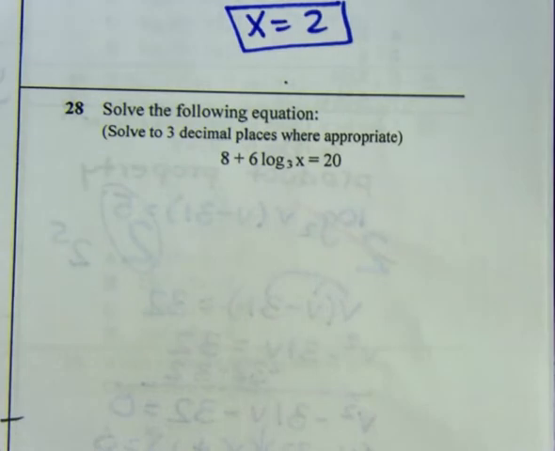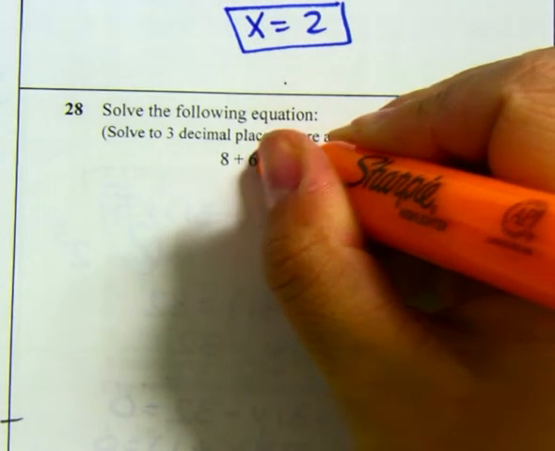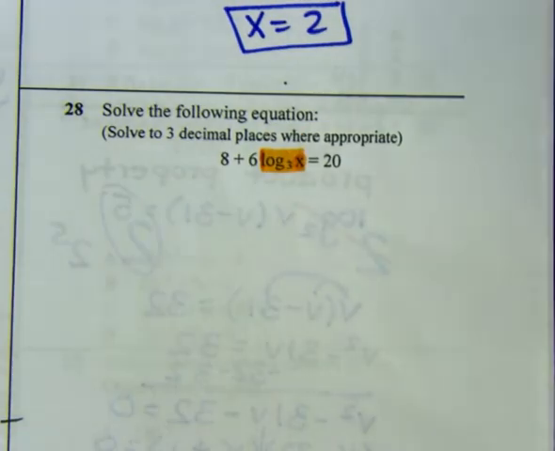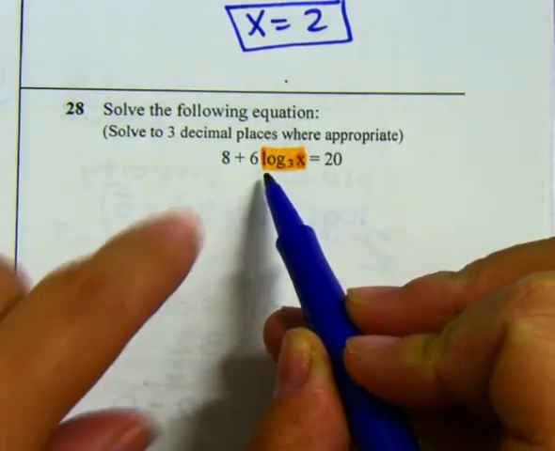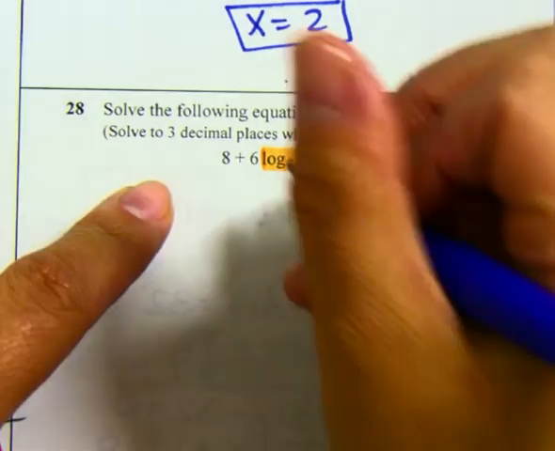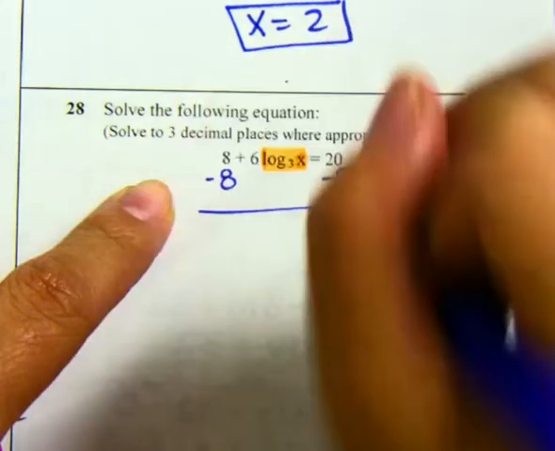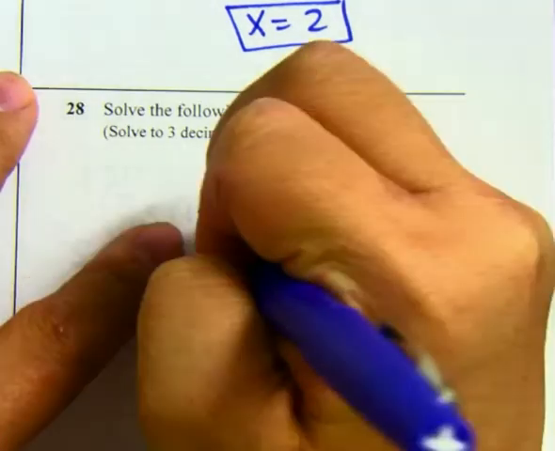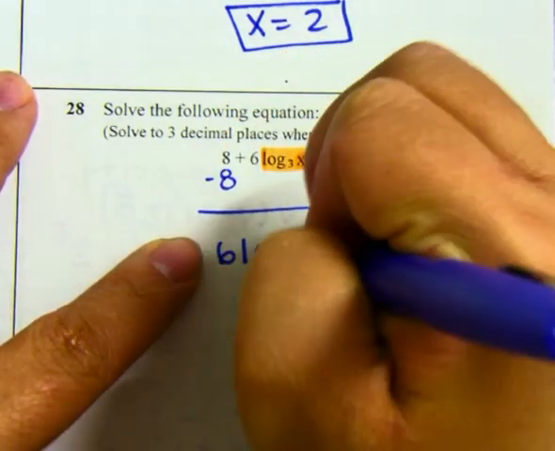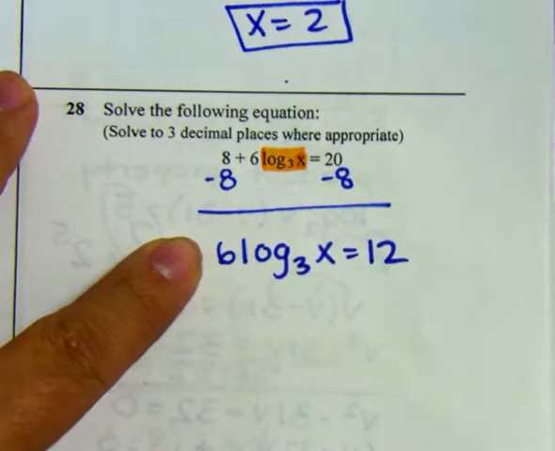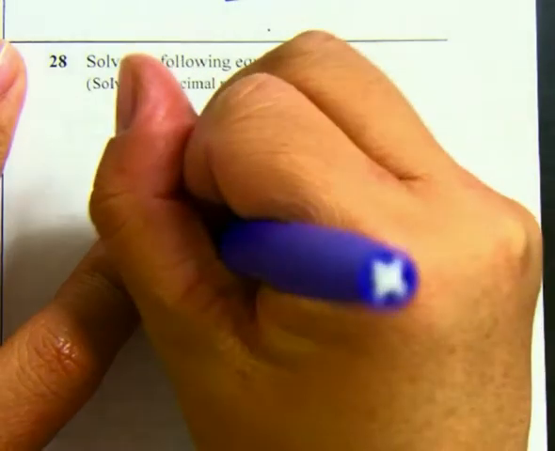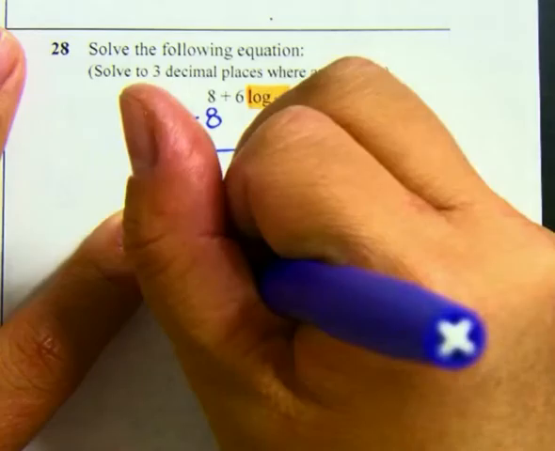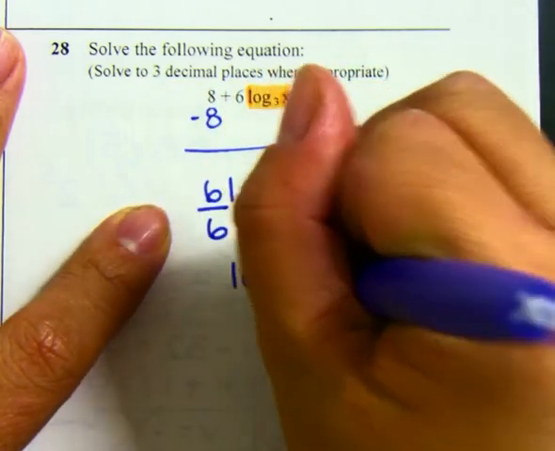For 28, here's my x. X is with log base 3. The 6 I know is with that log base 3, but you can easily isolate it. So to get rid of the 8, we first subtract the 8 from both sides. That will give us 6 log base 3 of x equals 12. To get rid of the 6, it's 6 times the log, so we divide by 6 on both sides. That's log base 3 of x equals 2.